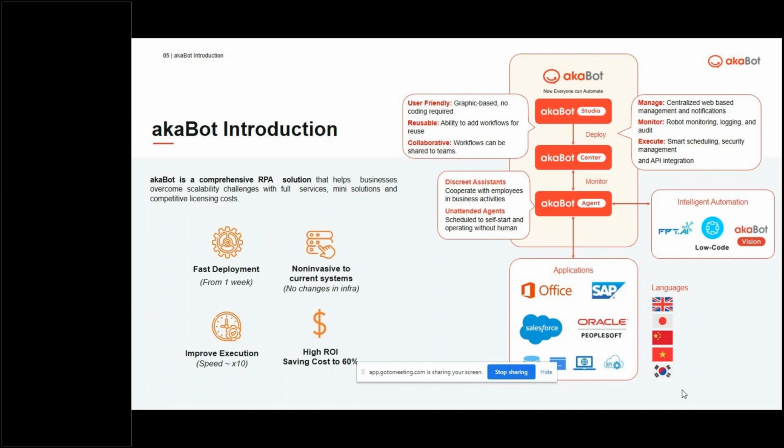The center is like an orchestrating tool used to manage, to control, and to schedule the agents, while the agent is basically the robots, the running instance that executes the script that was created by the studio. So these are the three components of our product, forming together this RPA platform.